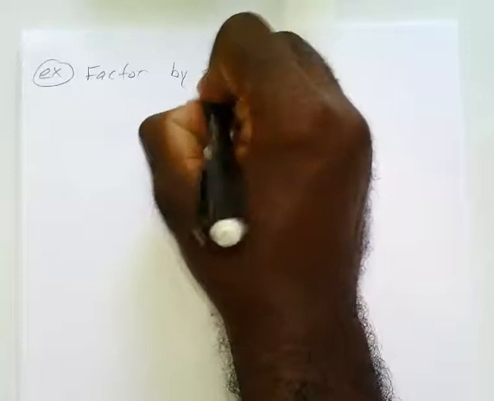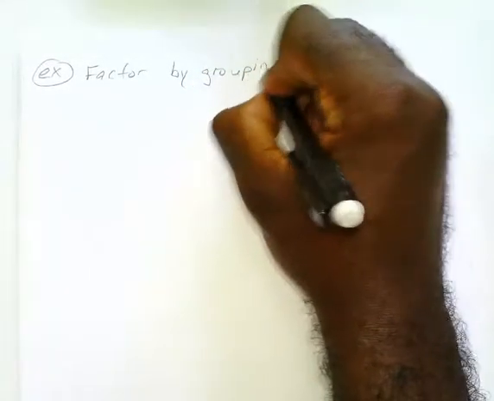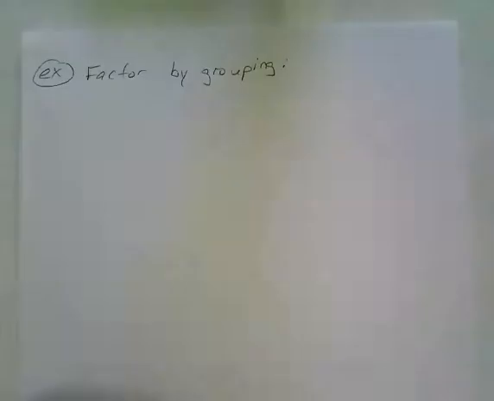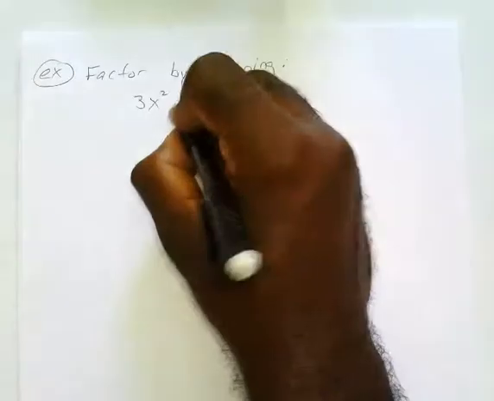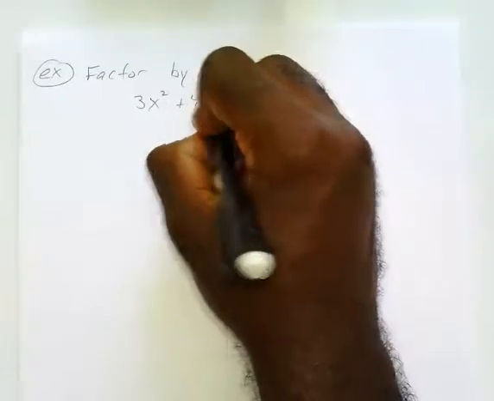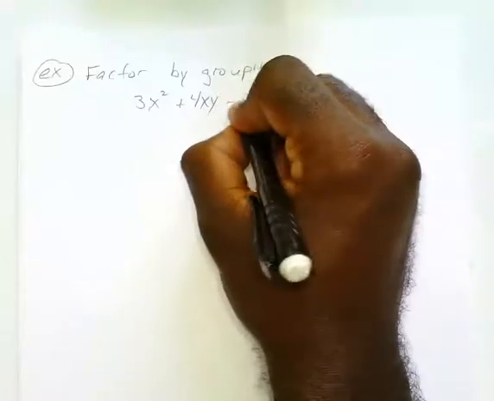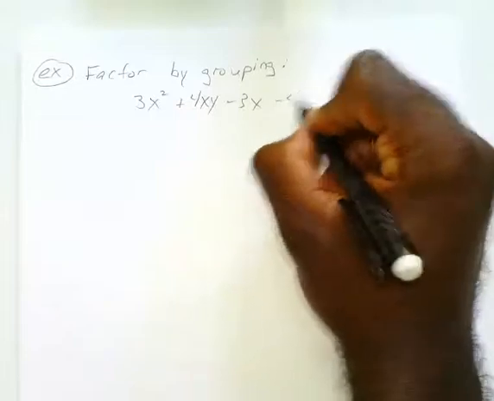All right, so let's say for example, our next example. What if we want to factor by grouping? We have 3x squared plus 4xy minus 3x minus 4y.